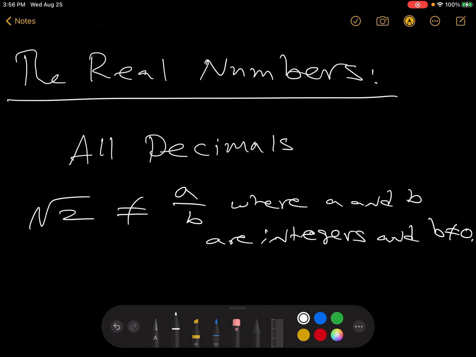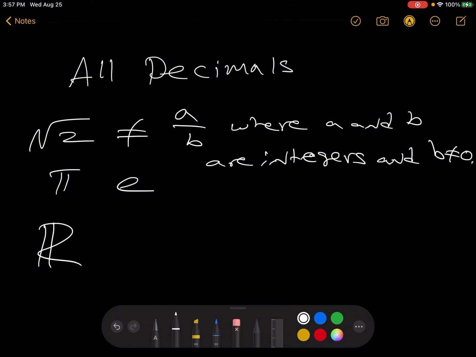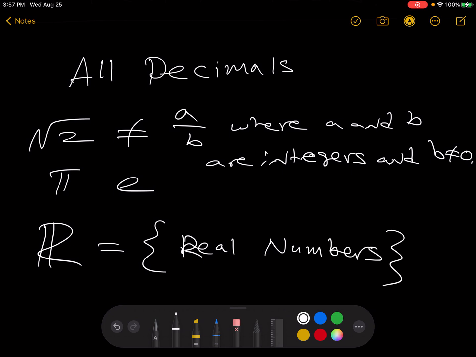Other real numbers that are not fractions, pi, e, these are all what we call irrational numbers. They're real numbers, but they're not rational numbers. The symbol for the real numbers is an R. Again, not just any R, a special R. Real numbers.